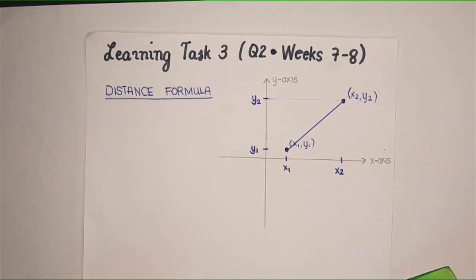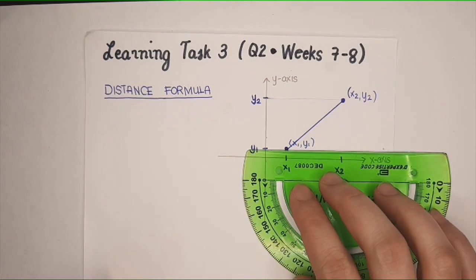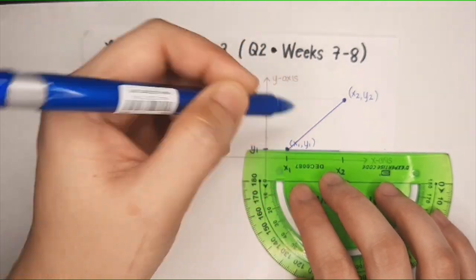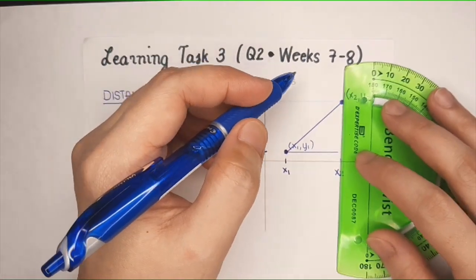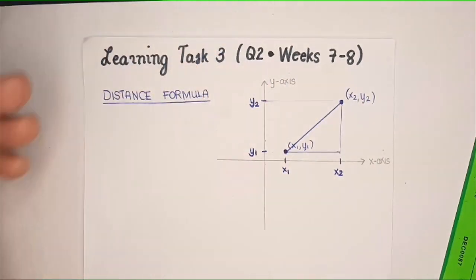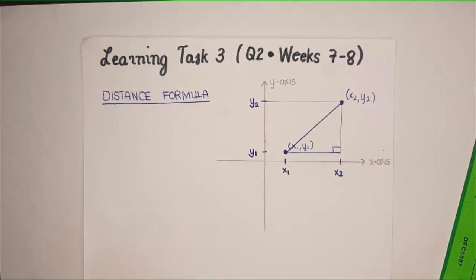The first thing we do is draw a right triangle. Let me show you here. So let's have a right triangle like this. Do you see it? This is a right triangle.